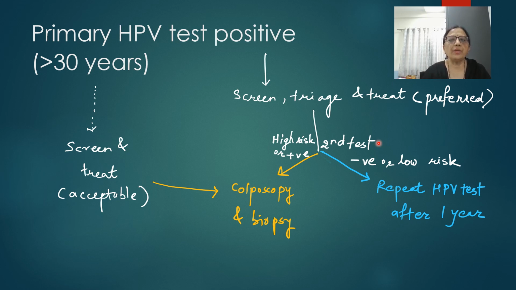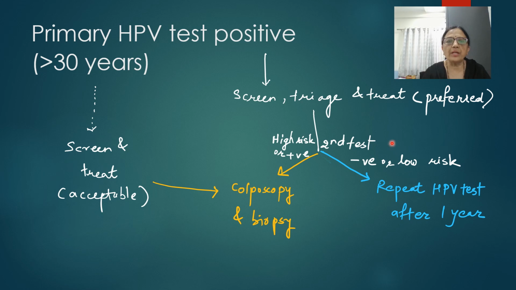So what should be the next step whenever we are getting an abnormal report? If we get a positive primary HPV test, that is if the primary HPV test is abnormal and the age of the woman is more than 30 years, then the preferred approach is screen, triage and treat. This is the preferred approach. So for triaging, we need to do another test, a second test. If that second test shows a high risk result or it is positive, then colposcopy and biopsy is indicated. If there is a low risk result or negative result, then we can repeat the HPV test after 1 year.